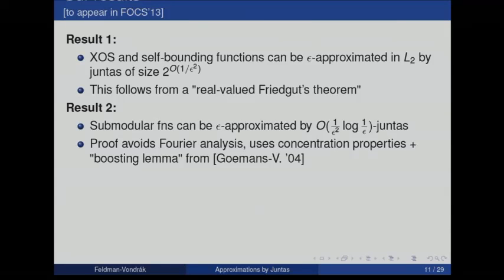Now, the more novel part of what we did was that we show that there's a big jump between XOS and submodular functions. So for submodular, you can actually do much better. You can find Juntas which are roughly 1 over epsilon squared variables. So there's an exponential jump. And also for XOS, it's necessary to use exponentially many variables. So there's a big gap there. And this proof is completely different. I will get to that, hopefully.